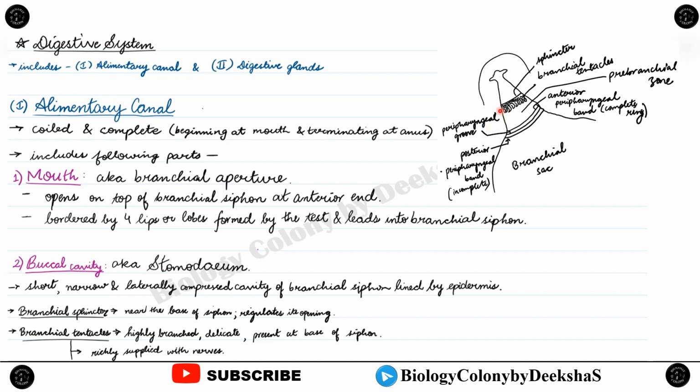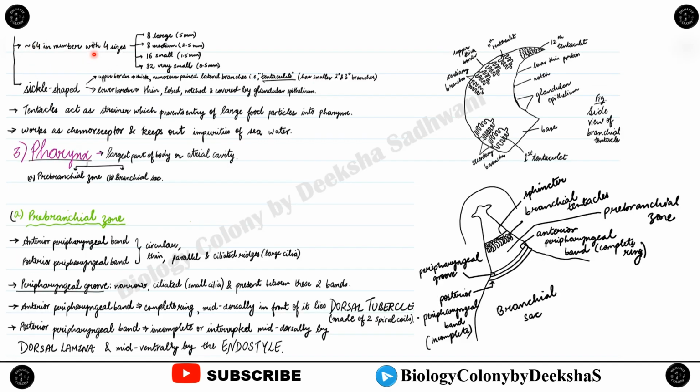Then we have branchial tentacles. These branchial tentacles are highly branched, delicate and present at the base of the siphon. They are also richly supplied with nerves. Branchial tentacles are about 64 in number with 4 sizes: 8 large, 8 medium, 16 small and 32 very small. It appears sickle shaped as you can see in this diagram.